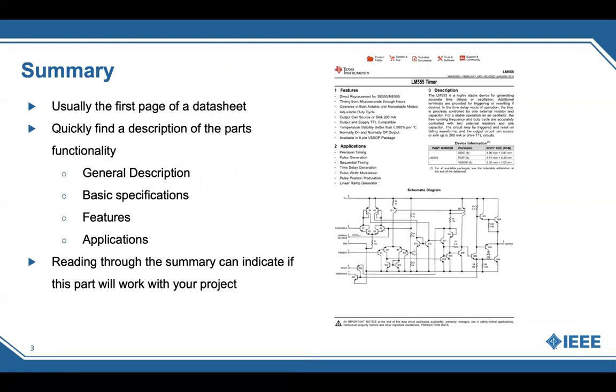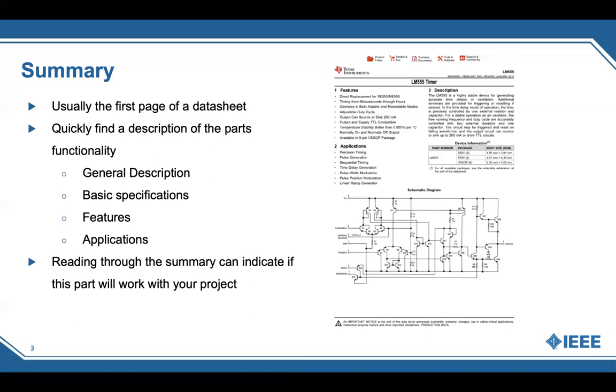So typically, we're just going to be going through the different pages that you'd find on a datasheet, different things that you can see. One of the first things is typically just a summary, and it's typically the first page of your datasheet. On your summary, you can quickly find a description of the part's functionality. So you just find a general description on the component itself. You can see some basic specifications on the component, some of its features, and some of the applications that you can have for this specific component.